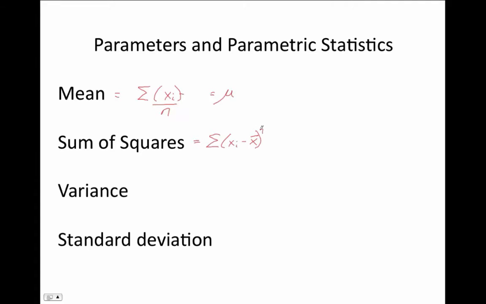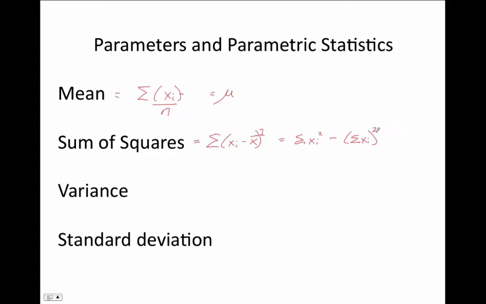Okay, so our sum of squares is just the sum of the individual observations minus the sample mean, all of those values squared and then summed together. Now, it can be calculated a little bit more efficiently as the sum of all xi, or individual observations, squared, minus the sum of all individual observations squared.